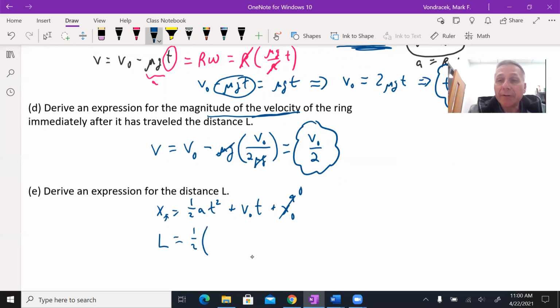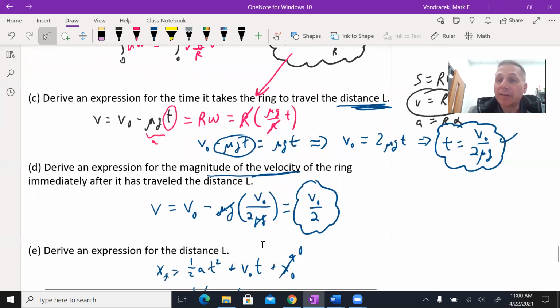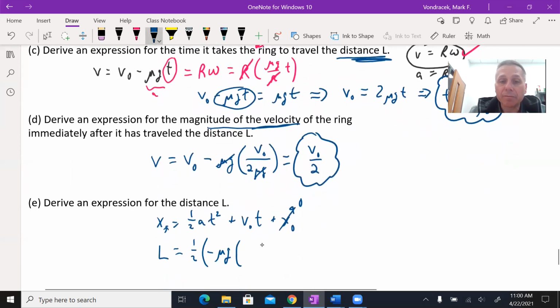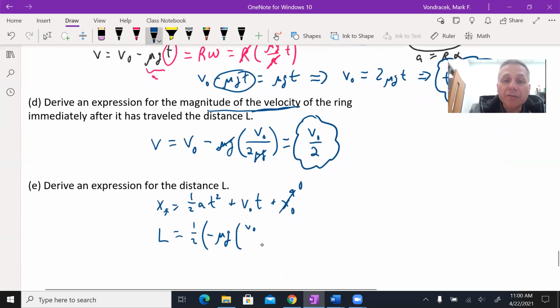I'm going to plug in the acceleration. Now remember, in this section here, it's sliding, and the acceleration was negative, it's slowing down. Coefficient times the acceleration of gravity, multiplied by time squared. Well, the time I'm going to use is the time it takes to travel that distance. I'm going to take that from part C. That's the initial speed over 2 mu g, squared. Then we have the initial speed multiplied by time. Use the same time over there.